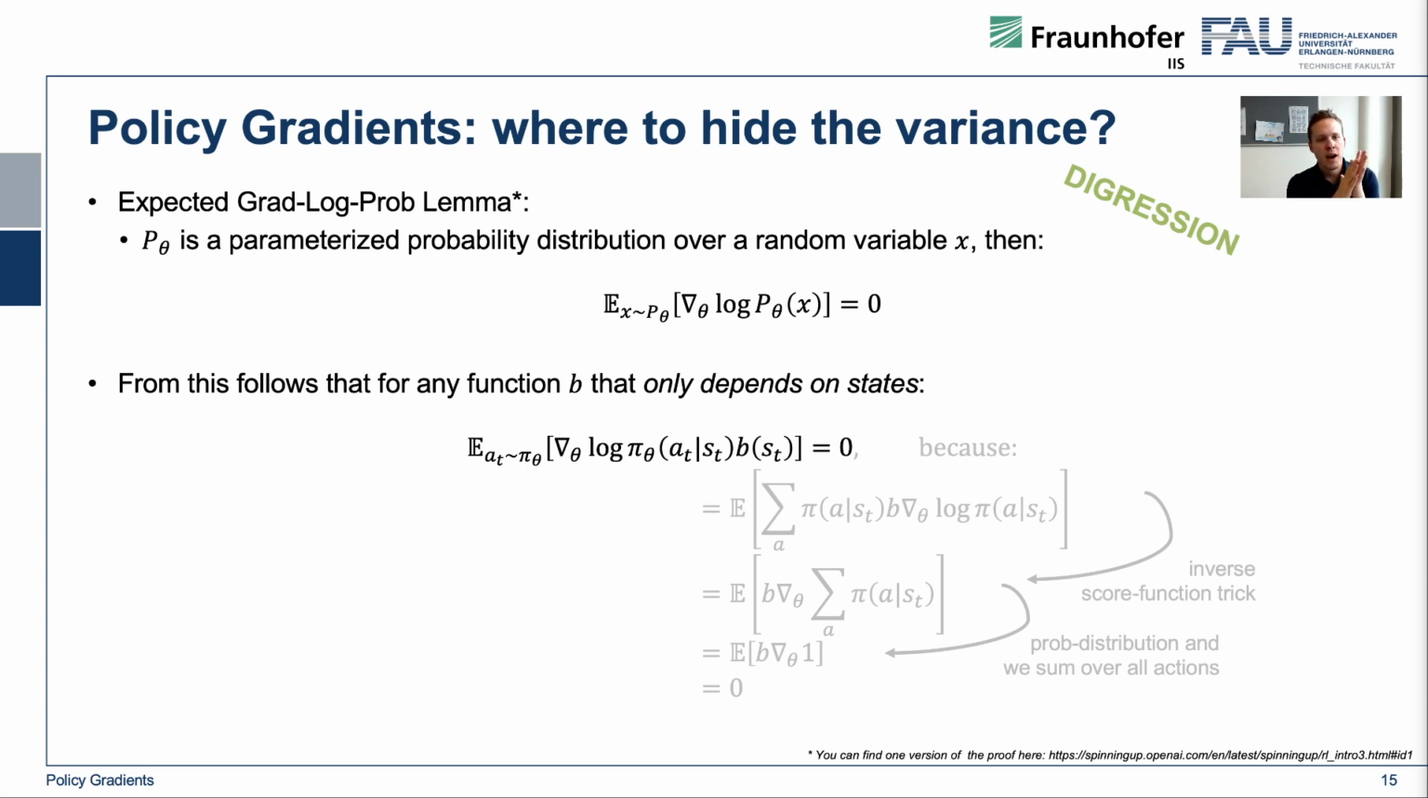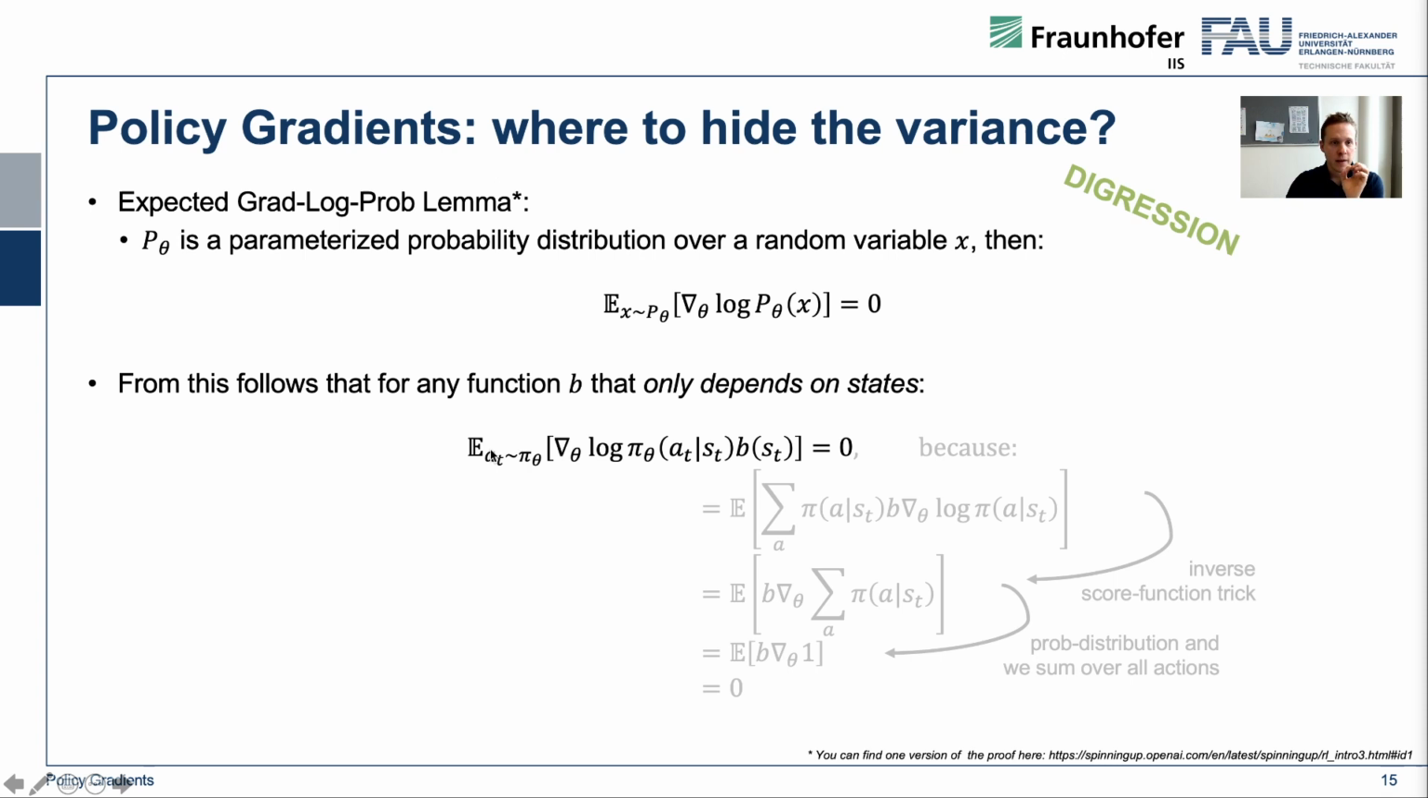However, from this follows something that is really interesting for the problem we are dealing with. From this, we can conclude that for any function b that only depends on the states and not on the actions, because we actually want to increase the probability of actions, we can simply subtract it from our system. And this is because of the following.